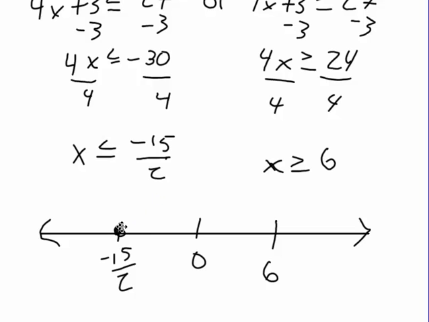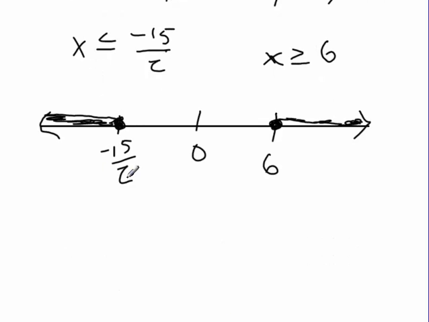So I have a closed dot at negative 15 halves, and it's all the values that are less than. So everything that goes to the left. And here we have x is greater than or equal to 6. So I have a closed dot at 6, and we're going to describe all the values to the right of 6. And this, in interval notation, starting with the far left-hand number, should be negative infinity.